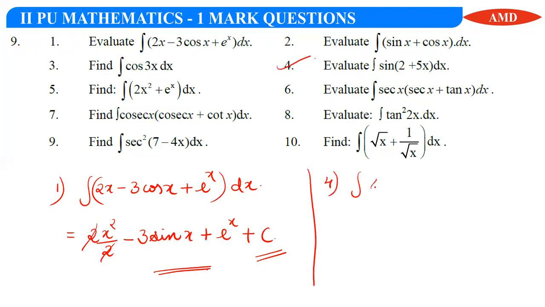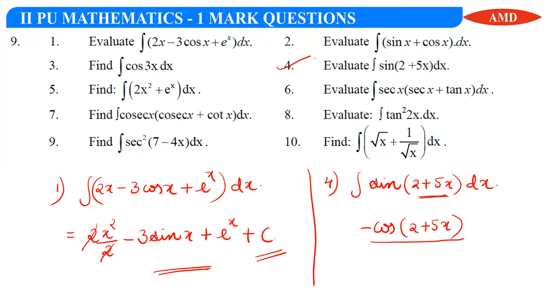Fourth question, the integral of sine of 2 plus 5x with respect to x. So the integral of sine is minus cos of 2 plus 5x. But in the place of x, if we have any other linear expression, then we will have to divide the integral by the derivative of that expression. That is, the derivative of this expression is 0 plus 5, plus c. Don't forget to write c here. Yes, that's the final answer.